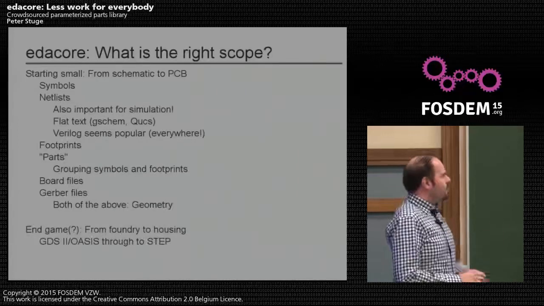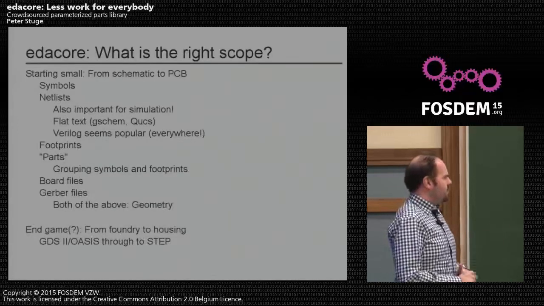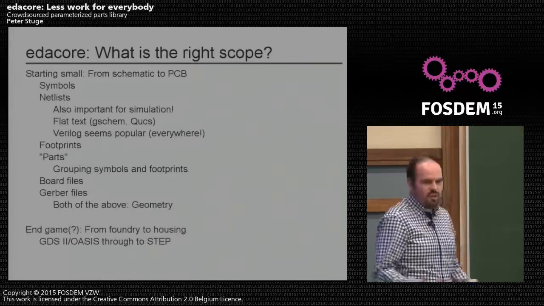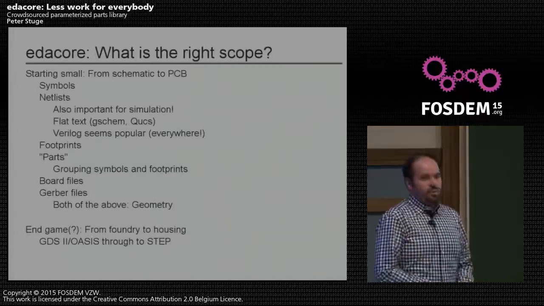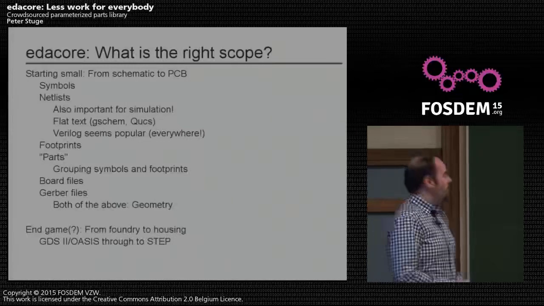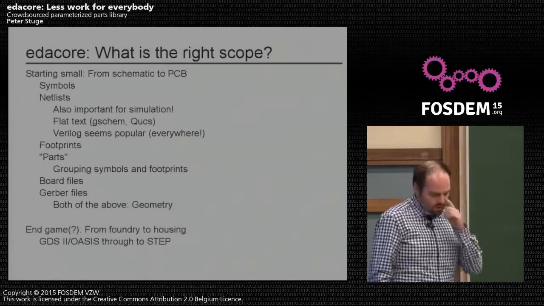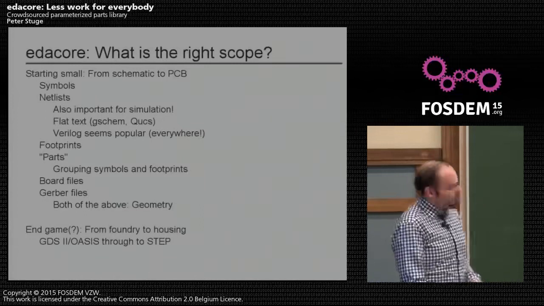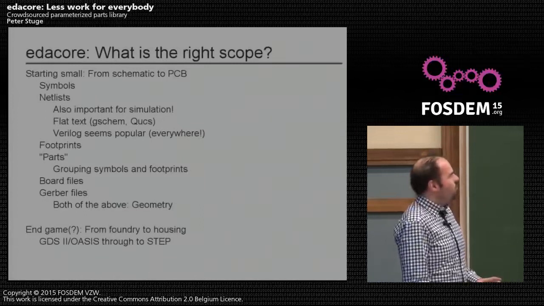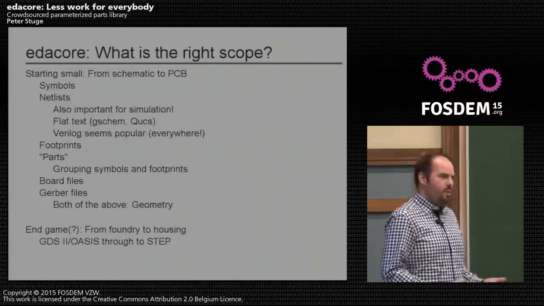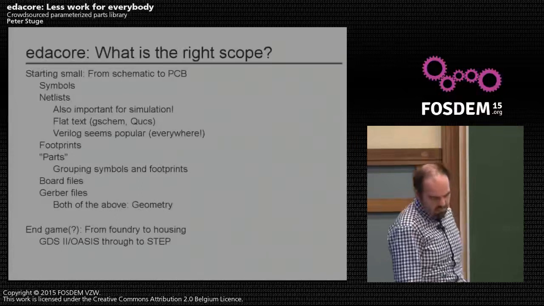And for board files and Gerber files, going to foundries and so on, there's a lot of geometry to consider, and this is also still open. What exactly? How much to try to do? How much can be done by a single data model?